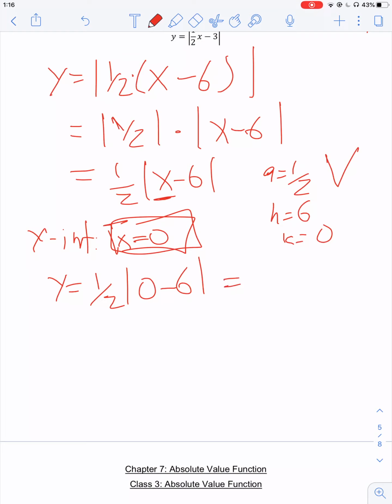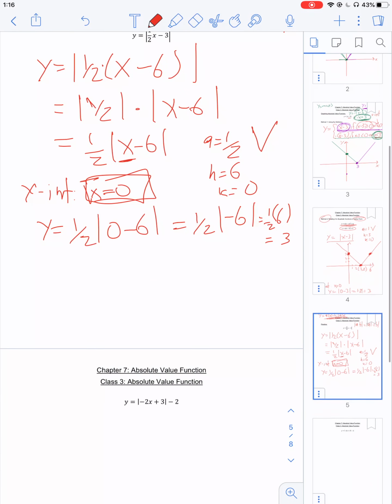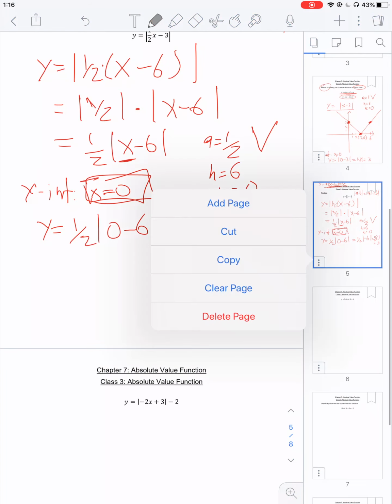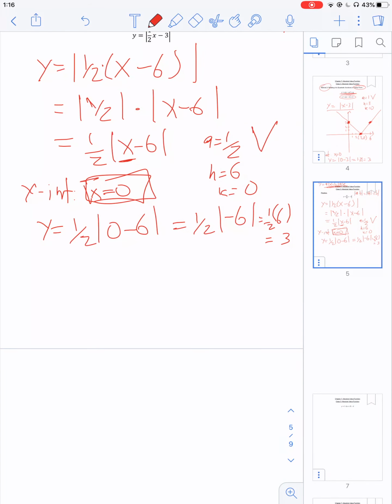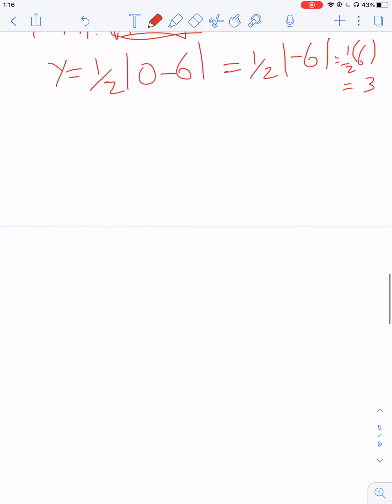And then if you work this out, it becomes half absolute value of minus 6, which is the same as half times 6, which gives you 3, basically. Okay, so this just becomes 3. Okay, and maybe I'm just gonna add an extra page. Sorry, this is getting a little bit longer than I had expected, but I don't want to do this too quickly because I don't want to confuse you guys.